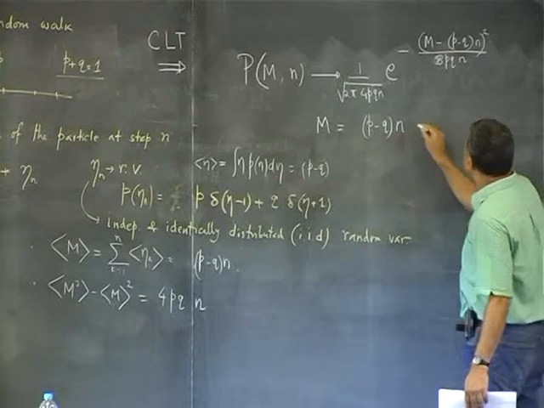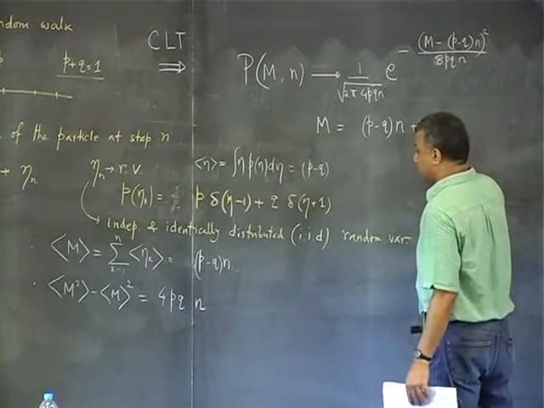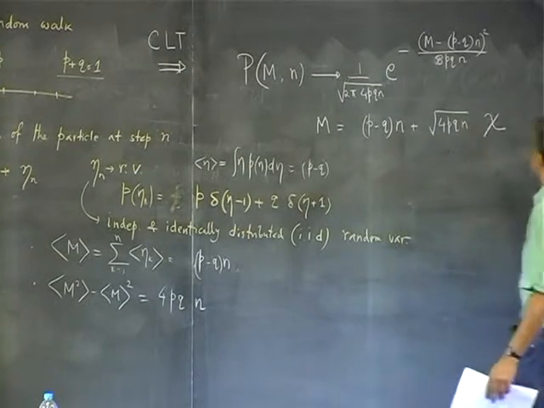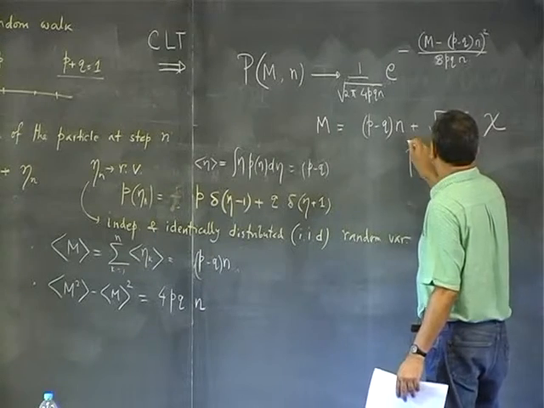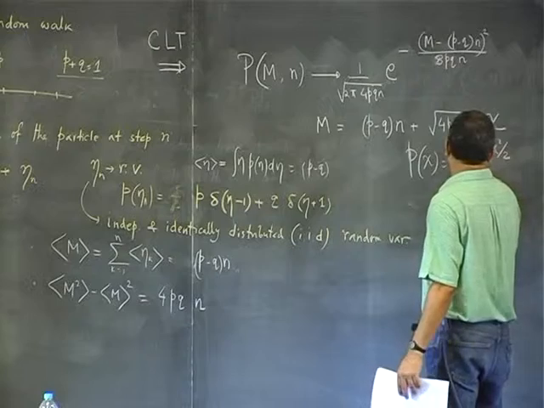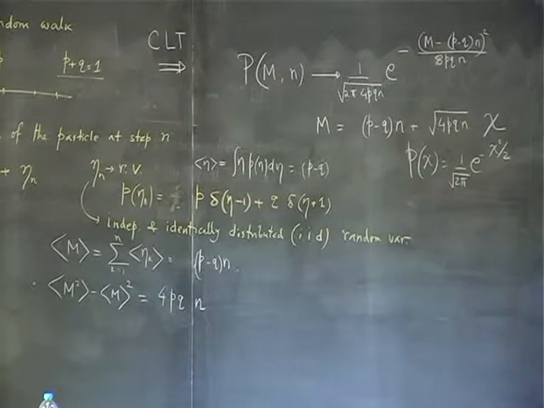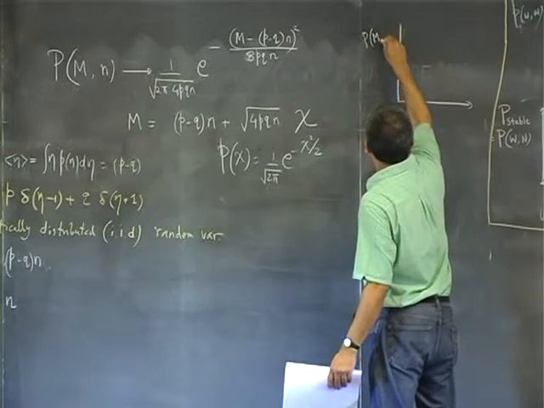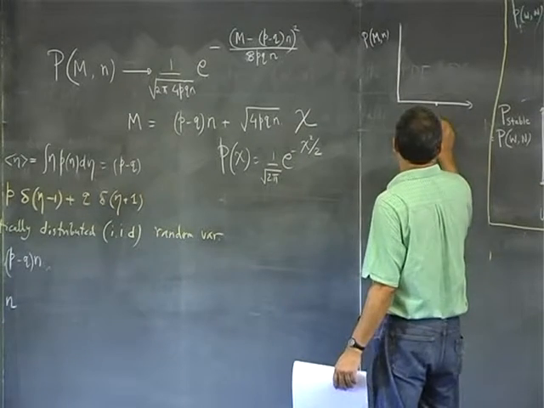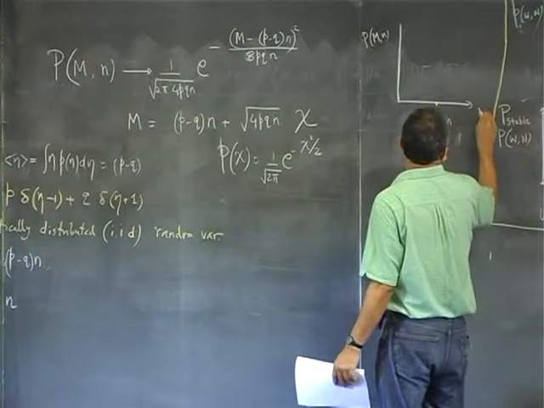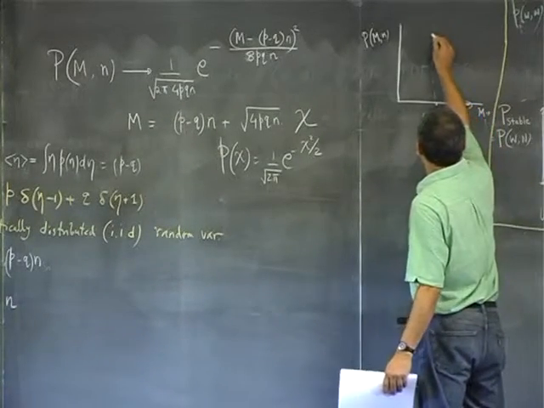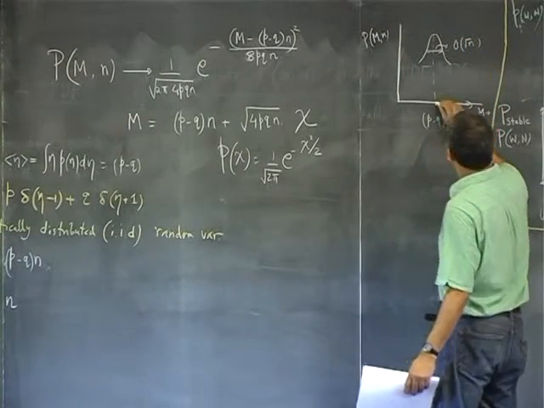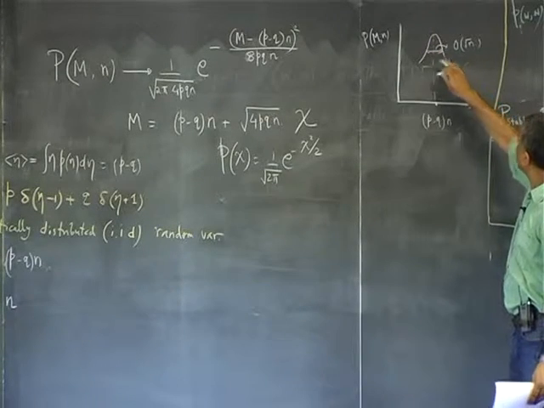So this is the mean value, and there is fluctuation around it, and the fluctuation is precisely the square root of the variance, which means square root of 4pqn times a random variable chi which is independent of n, and this random variable has a PDF which is precisely Gaussian. So if I plot this function, its mean value is (p minus q) times n. I'm plotting it as a function of m. So it will be peaked around its mean value, and it has a Gaussian peak around it, and the width of this peak is of order square root of n. So the mean is going linearly in n, and the width of this distribution around the peak is going like square root of n.